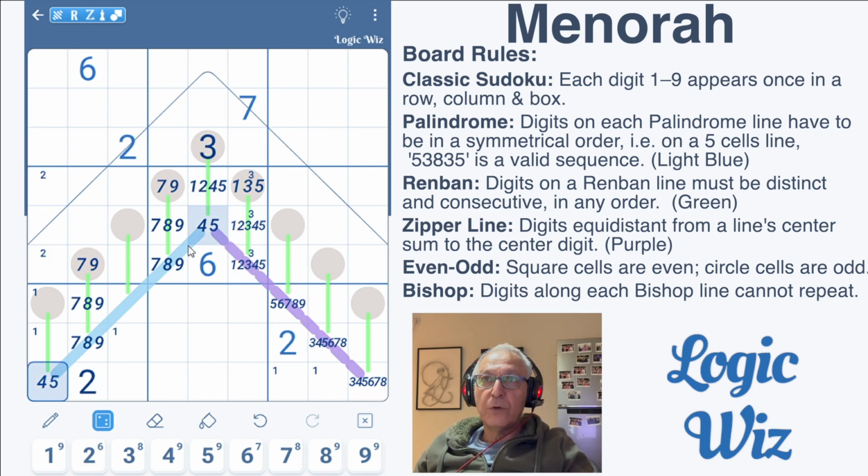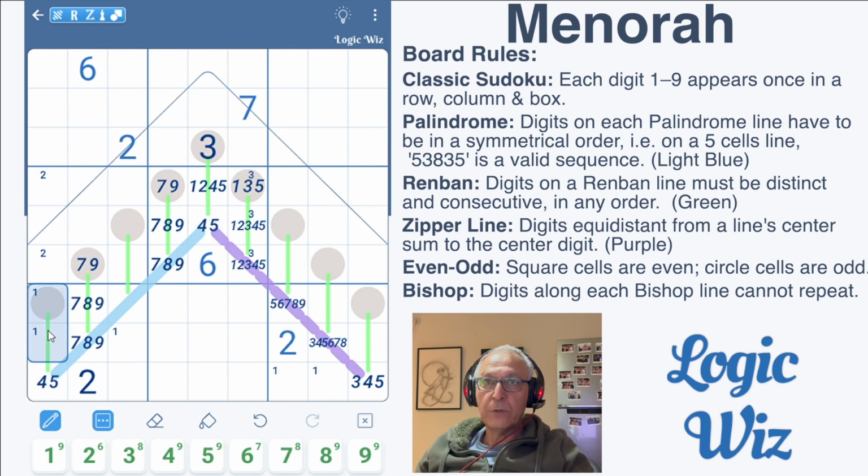Okay, so here we have now 4 and 5. It impacts also this cell on the zipper line. Let's do some eliminations here. We can no longer have 8 here because 8 plus 4 would make it 12, and obviously it's too high. We cannot have a 7. We cannot have a 6. So only 3, 4, and 5 over here. Oh, I missed this one. We have here 4 or 5.